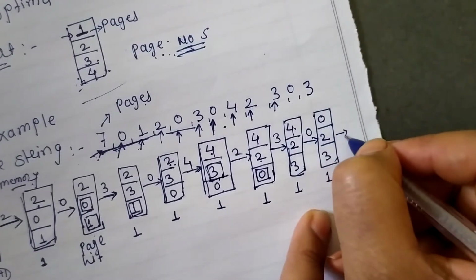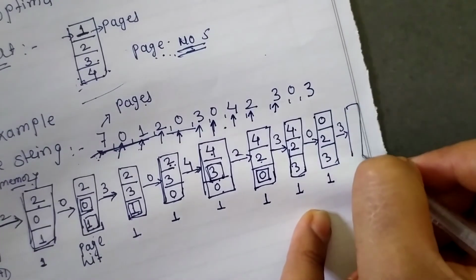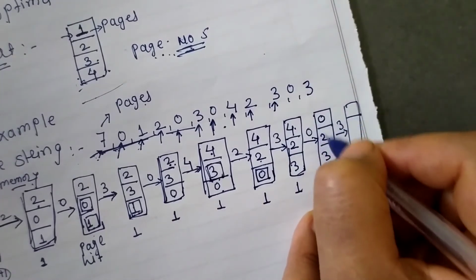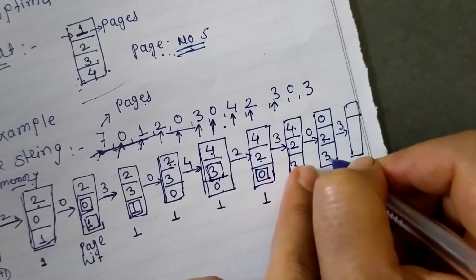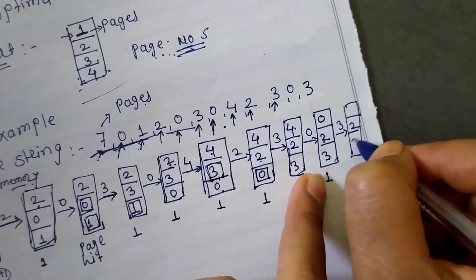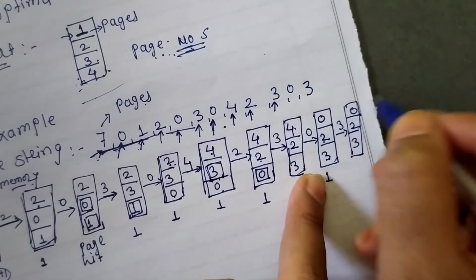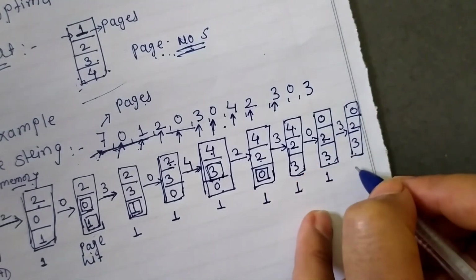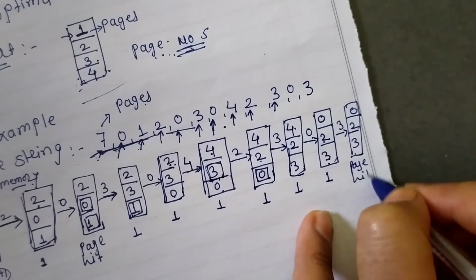So after 0 I have to store 3 here. 3 is already there in the main memory. No need to replace that page. Here 0 is there, and 3 is available in the main memory. No need to replace. This means it is a page hit.